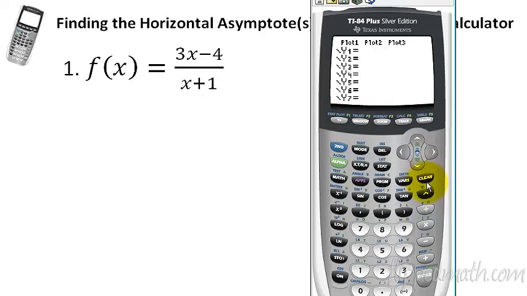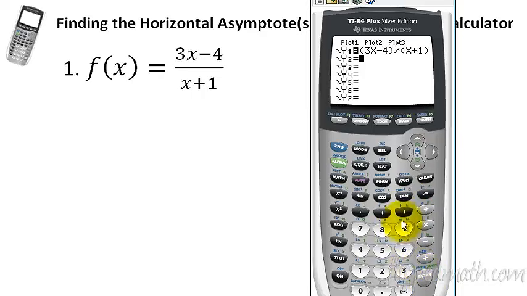I've got some stuff there, so I'm going to clear that out. And now I'll plug in this function. A common mistake is that students incorrectly type this in, and what we want is 3x minus 4 in parentheses, because we want the entire numerator in parentheses. That whole expression, 3x minus 4, is now being divided by, not just x, but x plus 1, because that whole thing is in the denominator. So be careful about how you set that up, and now we'll hit enter.